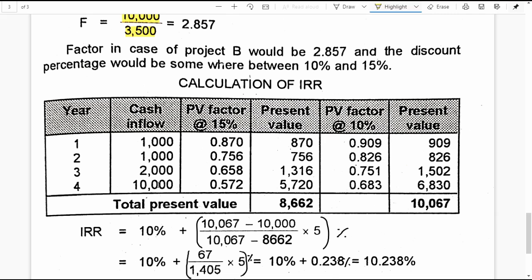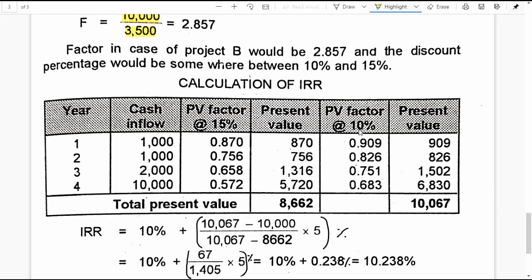Cash inflows are presented here in the table. Now PV factors at 15% have been picked up from table number 1 and presented here. Then present values of cash inflows at 15% have been calculated: 1000 into 0.870, 1000 into 0.756, 2000 into 0.658, 10,000 into 0.572. It has given us these values, which are nothing but present values of cash inflows. The total comes to 8,662. This value is lesser than our target investment of 10,000 rupees.